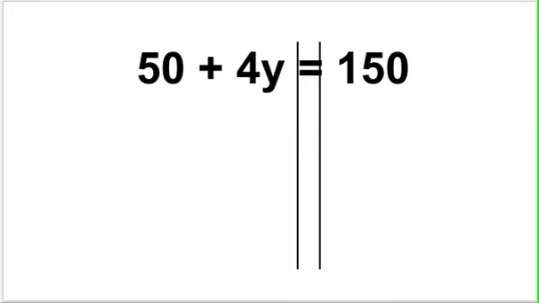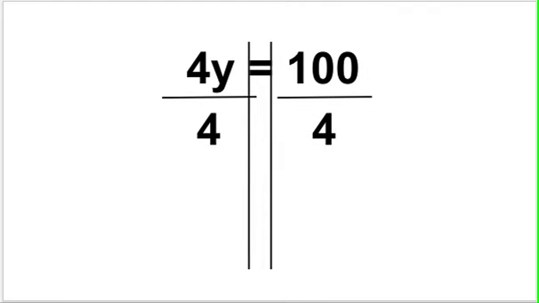Now once again, just like the last problem, we want to try to get this y by itself. So I'm going to get rid of the one without the variable first. I have a plus 50 there, so I would take away 50 to get rid of it. Now I've got to do that on the other side of the equation as well. So if I do 50 minus 50, I get nothing. And 150 minus 50, I get 100. So now I have 4y equals 100.